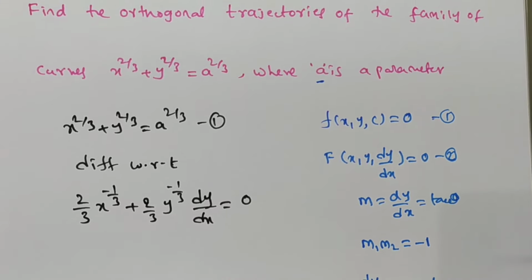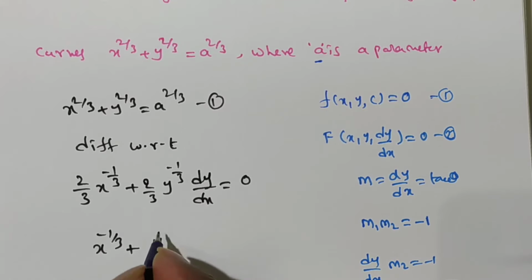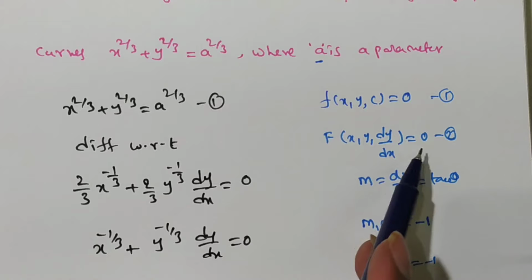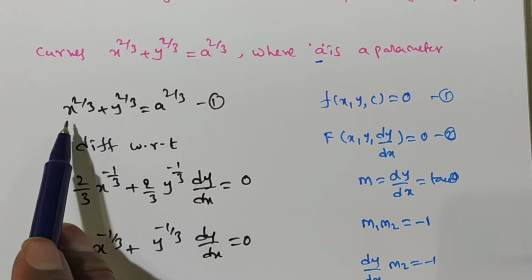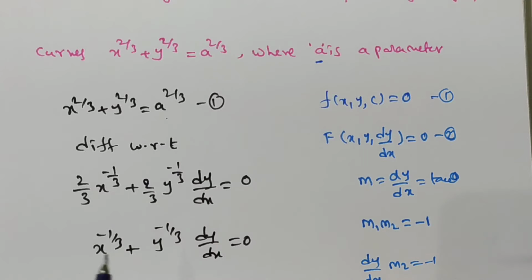Now, is a eliminated? Yes, a is eliminated, and you can also write this as x to the power of minus 1/3 plus y to the power of minus 1/3 into dy by dx is equal to 0. You see, this is in the form of f of x, y, dy by dx equal to 0. The given equation is f of x, y, c equal to 0, where c is a parameter, but in the problem a is the parameter.